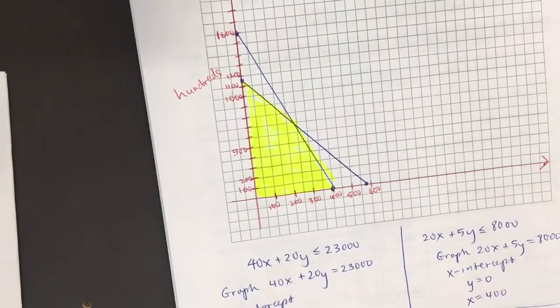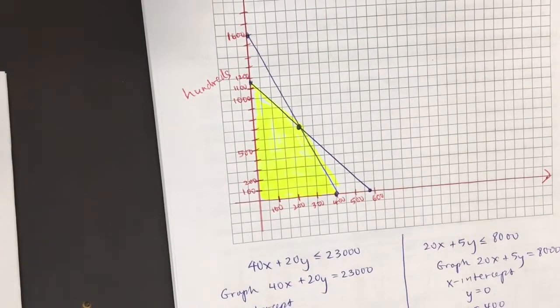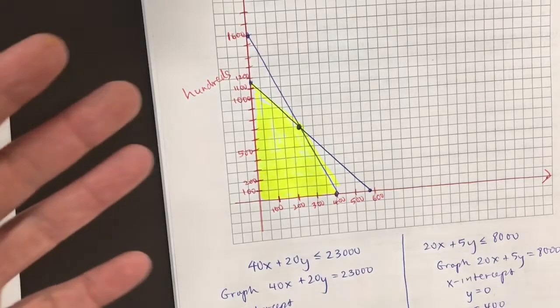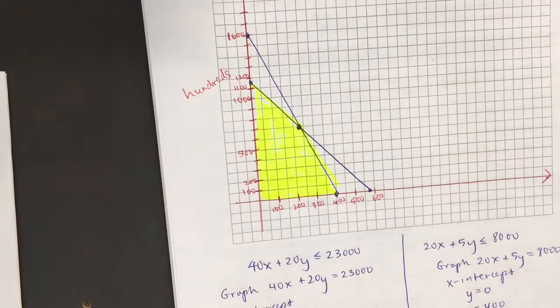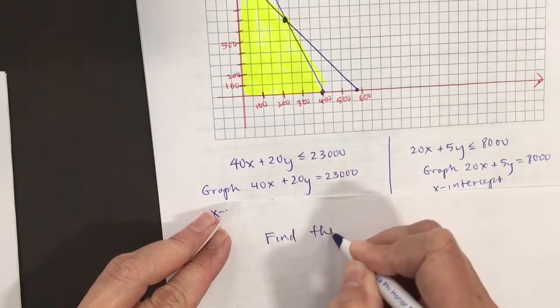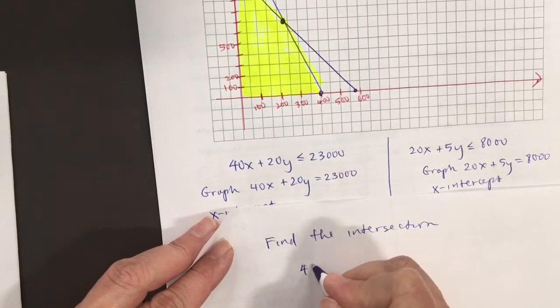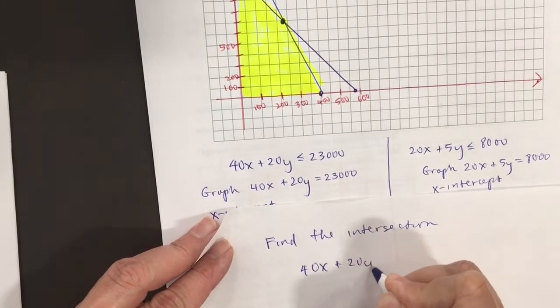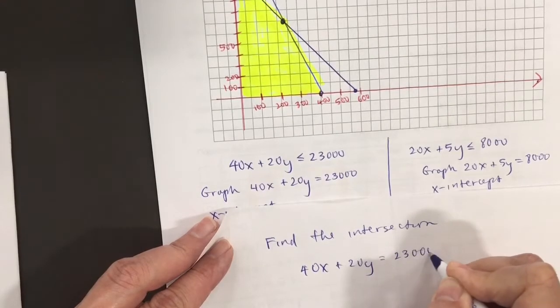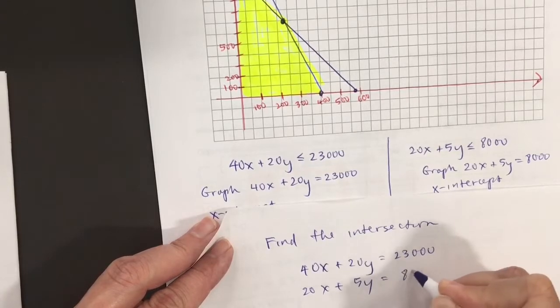I do need the corner points. I'm going to have to find the intersection of those two lines. You can use substitution, elimination. You have the graph. You could guess, but if you guess from the graph, you have to check that. Let's see if I'll write this. Find the intersection. The two lines are 40x plus 20y equals 23,000, and 20x plus 5y equals 8,000.